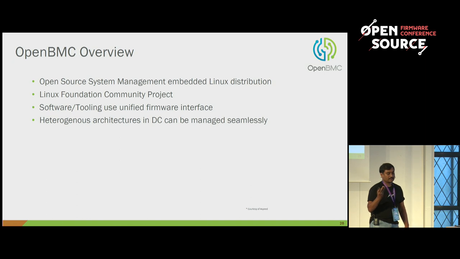So OpenBMC is open source system management. It's a Linux distribution, and it's a community project. One of the goals is to have software and tooling to use OpenBMC with standard interfaces. Redfish is one of the emerging standards where we can always manage the systems seamlessly. The last bullet talks about heterogeneous. Here, heterogeneous means the type of systems. In our case, we use network switches, storage systems, and compute servers. Everybody uses OpenBMC. It's nothing specific to a type of system.